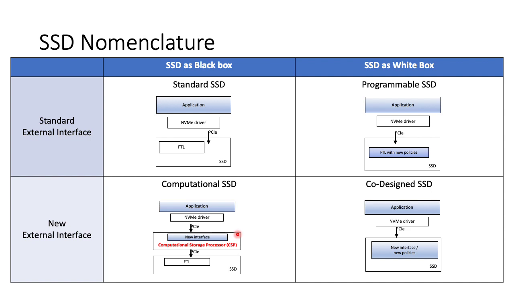In the SNIA terminology, this is called a computational storage processor, and this can be used to expose a new interface to the host, possibly an interface that makes it possible to offload code from the host to the computational storage processor. And finally, we have what we call a co-design SSD, where a new interface is exposed, but on top of the internal interfaces of the SSD. So possibly new policies are defined to support the new interfaces.